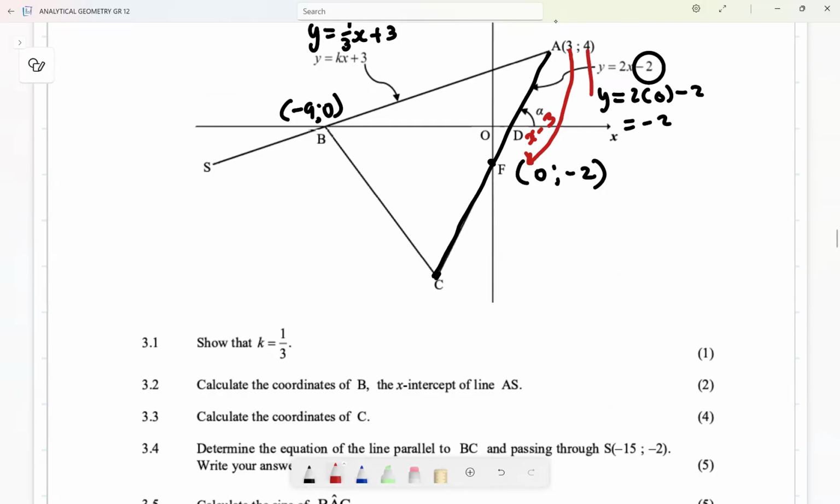On the y, what happened? From 4 to -2, I subtracted 6. So y, let's say y is 4, 4 minus 6 is -2. Similarly, from here to here, it will follow the very same approach.